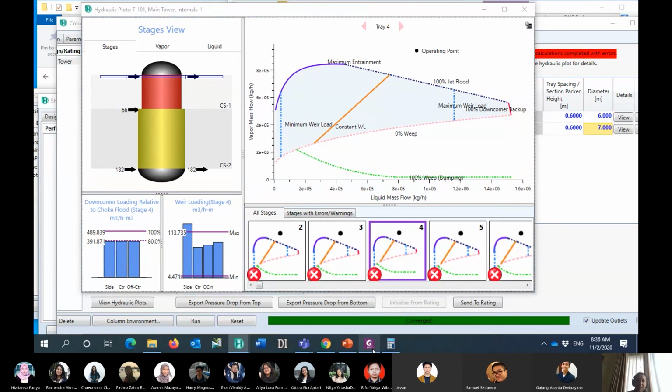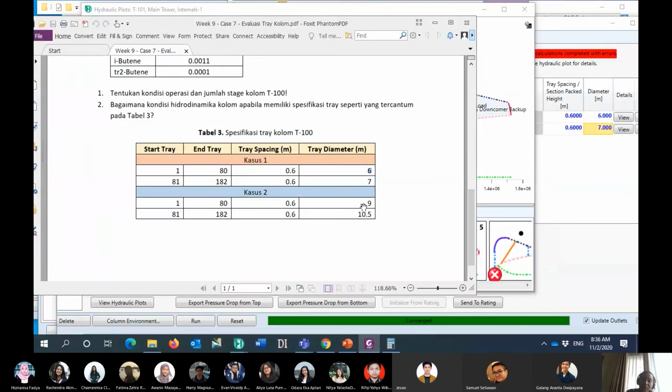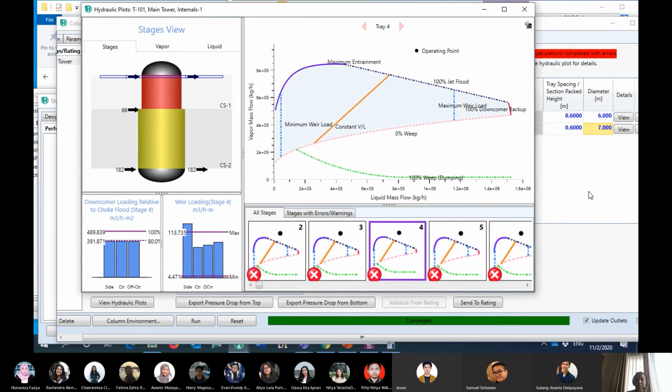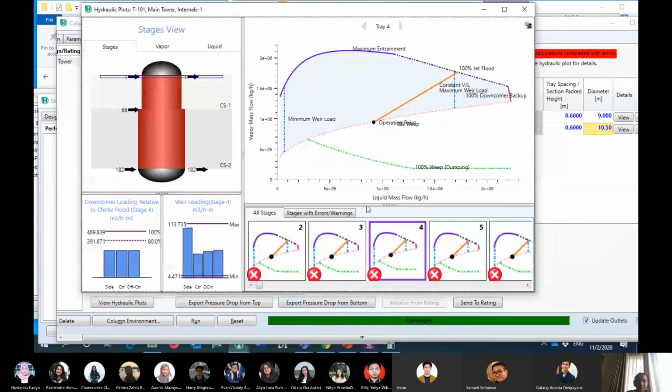Let's look at case number 2. In case number 2, the enrichment section should have a diameter of 9, while the stripping section should be 10.5. Let's do that. Change into 9, and this one is 10.5. Okay, what have you done in here?